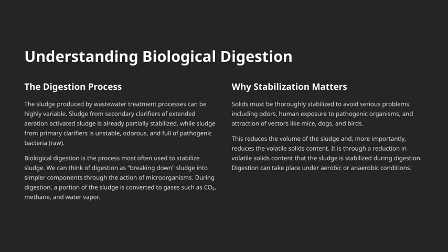mice, dogs, and birds. The main goal here is to reduce the volatile solids content, which is a measure of organic material that can decompose and produce odors or other problems. During digestion, this reduction is what stabilizes the sludge. And it's worth noting that digestion can occur under different conditions, either aerobic, with oxygen, or anaerobic, without oxygen, depending on what's most suitable for the treatment process.